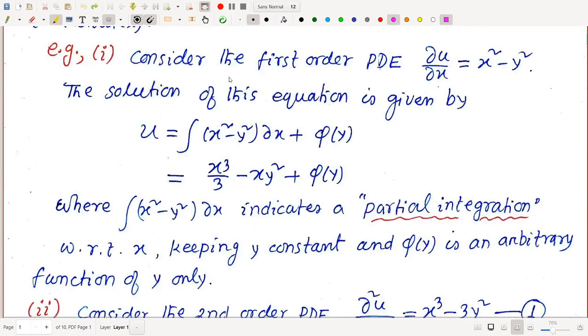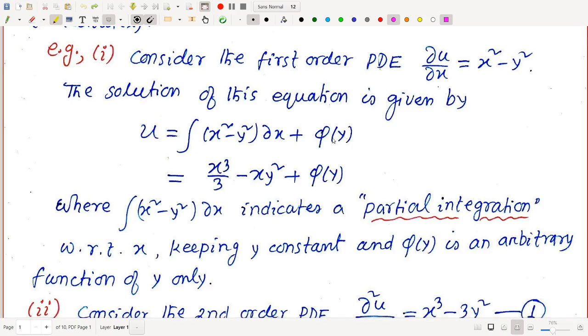For example, consider the first order PDE del u by del x equal to x square minus y square. u is a function of x and y. The solution of this equation is readily given by just integrating: u equal to integration of x square minus y square del x plus phi y. Here, integration of x square minus y square del x indicates a partial integration with respect to x, keeping y constant. And instead of c, we have written phi y because the constant of integration may involve y, because in this process we have assumed y constant.